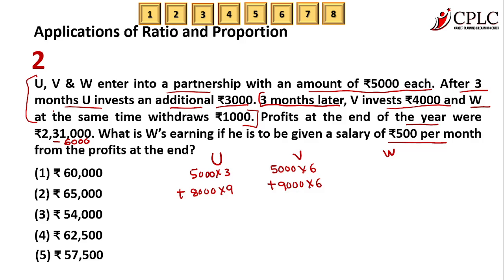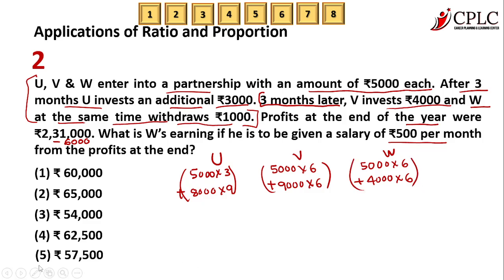And then they are saying W at the same time. That means during V's process, that is 6 months after, W has withdrawn 1,000 rupees. So W did 5,000 for 6 months, but for the remaining 6 months, he has withdrawn 1,000. That means he's left with 4,000 for the remaining 6 months. So these are the numbers now that we have for each one of them basically. And now we'll have to do the calculation for that matter.